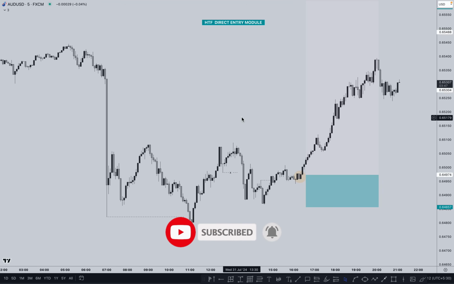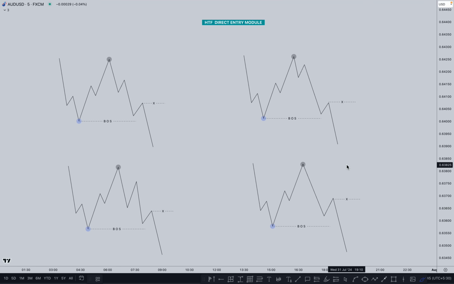In this video, I will explain everything in detail, step by step, covering the identification of the structure, POI and entry module. So stay tuned. Before we switch to the live chart, you have to understand the diagrams, then you can understand better. Let me explain here. There are 4 diagrams available.